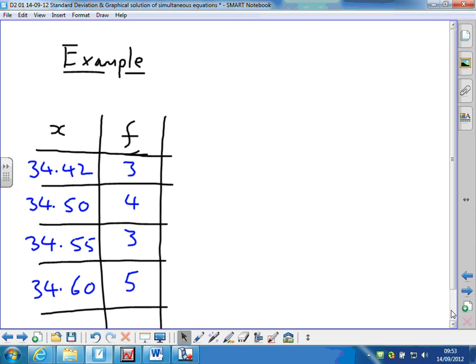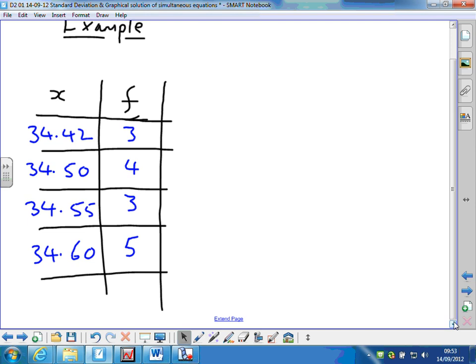Finding the standard deviation and what it tells us. Here's a set of data. I'm going to play around with this data now, so you might want to just make a note of this little set of data here.